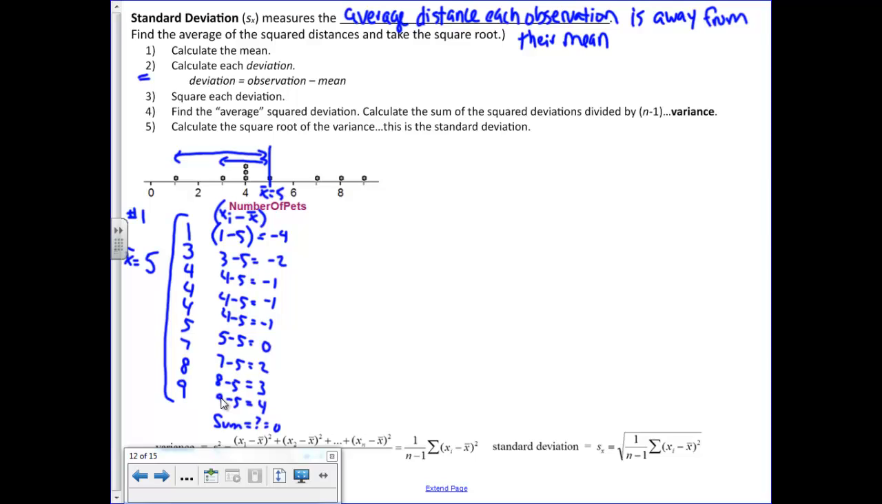So here's what we need to do. We need to now square each deviation. So I'm going to take this and I'm going to square it. So it's my x values subtracting the mean, we square them. So it's like saying negative 4 squared gives us 16. Negative 2 squared gives us 4. Negative 1 squared is 1.